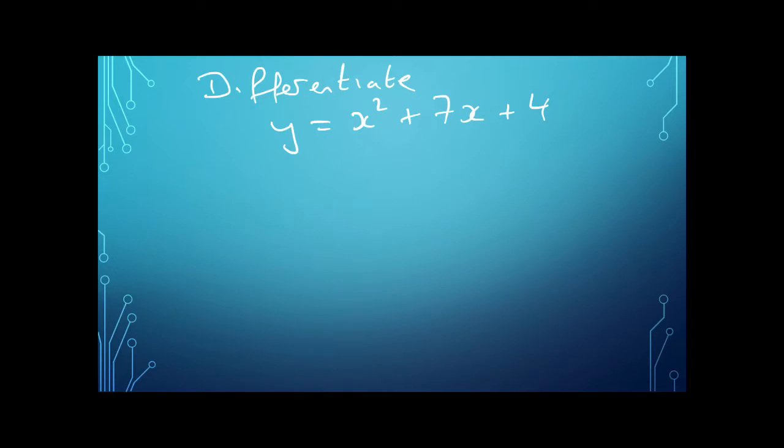Okay, so we differentiate basically what we've been differentiating, but now they're all in the same function. So y is equal to x squared plus 7x plus 4. So dy dx is equal to, so the x squared, we put the 2 in front of the x, and it's 2x to the 1, which is just 2x. The 7x, if you remember, just becomes 7, and the 4 just disappears.